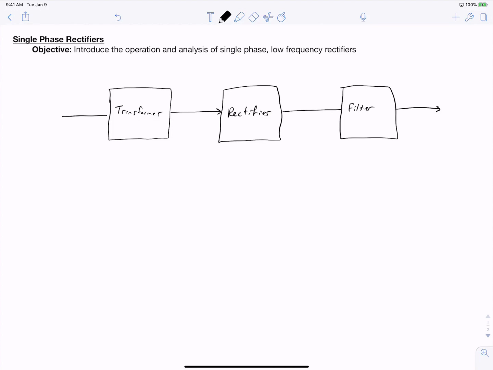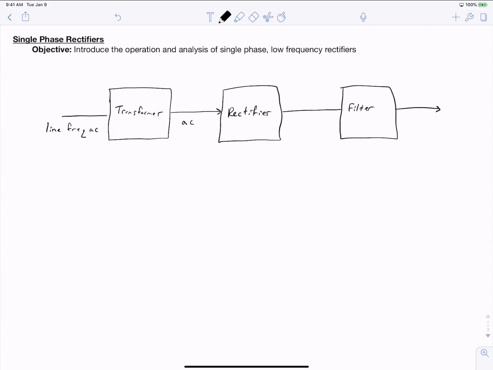Today we're going to be discussing single-phase rectifiers. The objective is to introduce the operation and analysis of single-phase low-frequency rectifiers. Specifically, we'll be considering the case where you have line frequency AC attached to a transformer which converts the AC into another AC voltage. This can be either a step up or a step down, or in fact it can be the same voltage magnitude, but just benefiting from the isolation that the transformer provides.